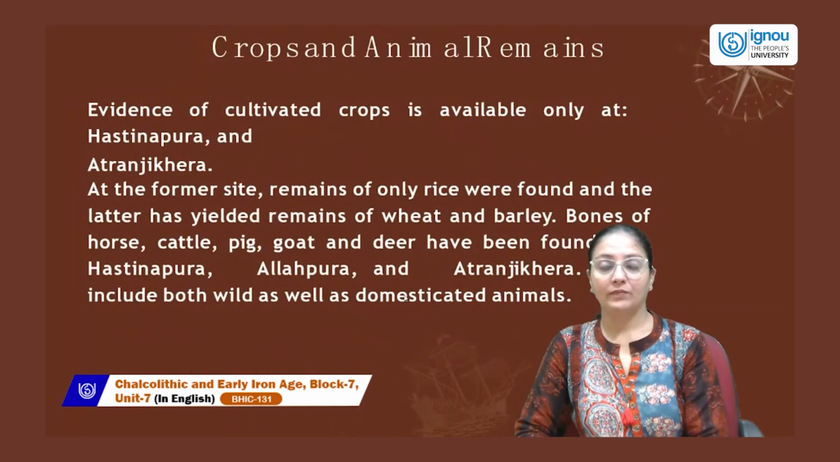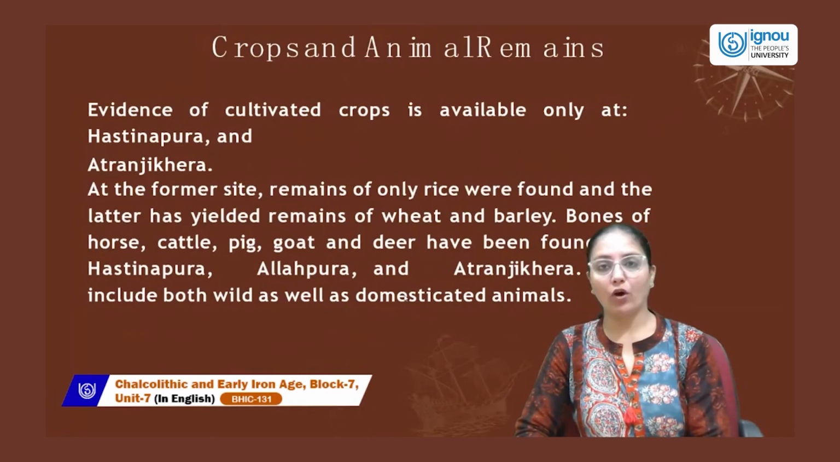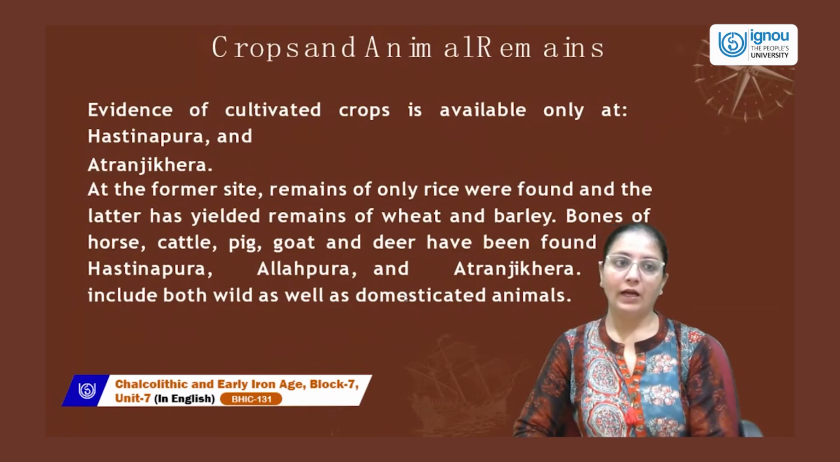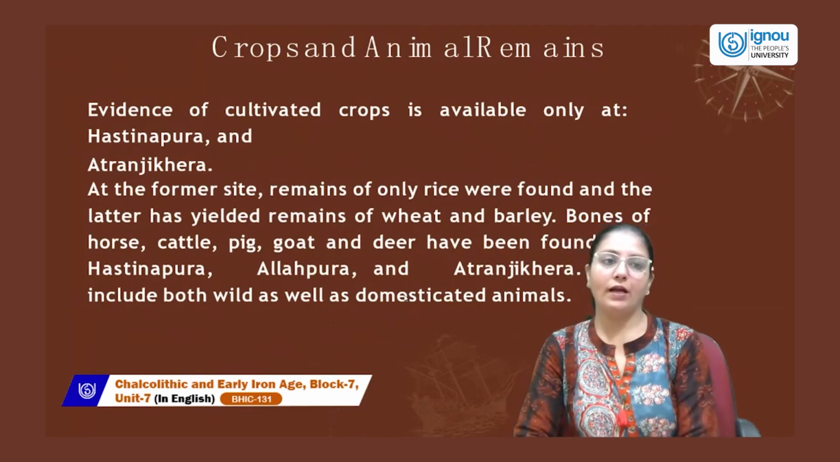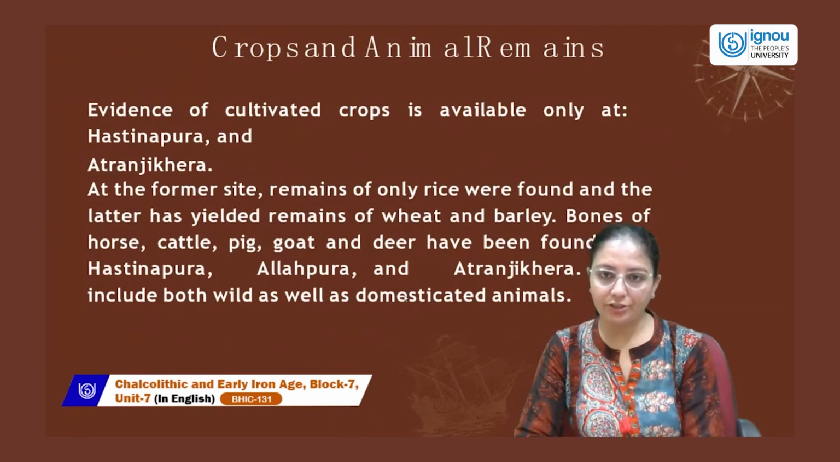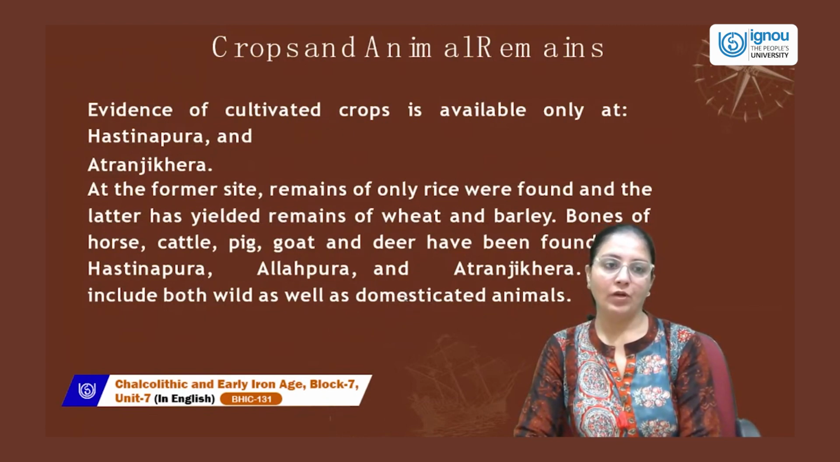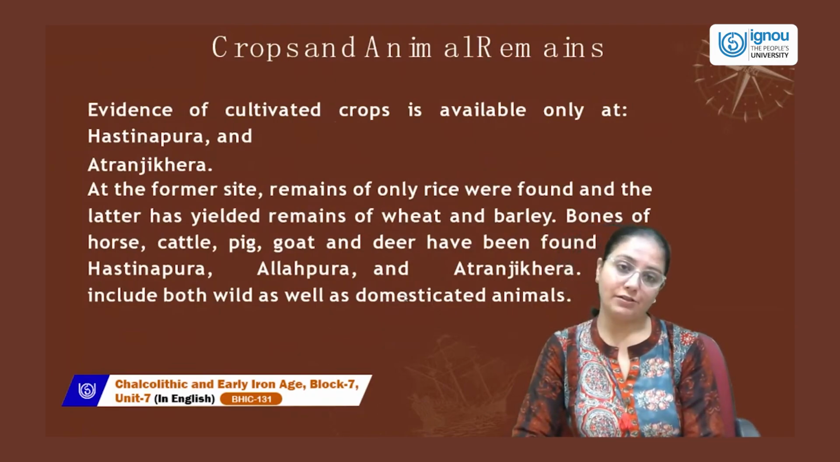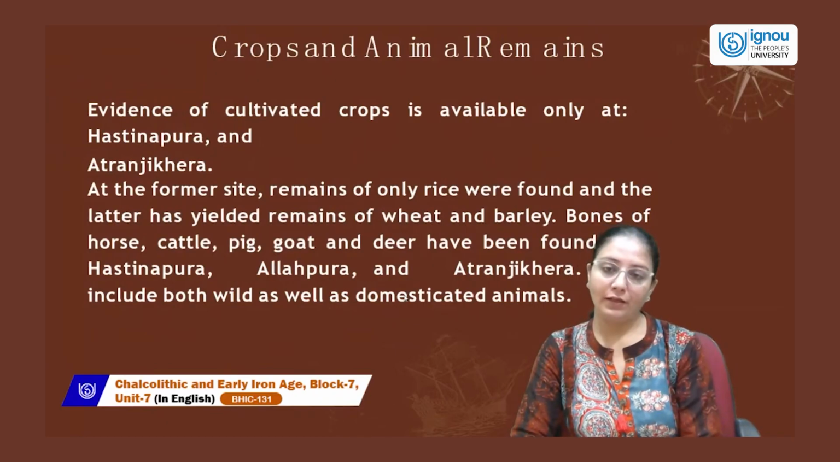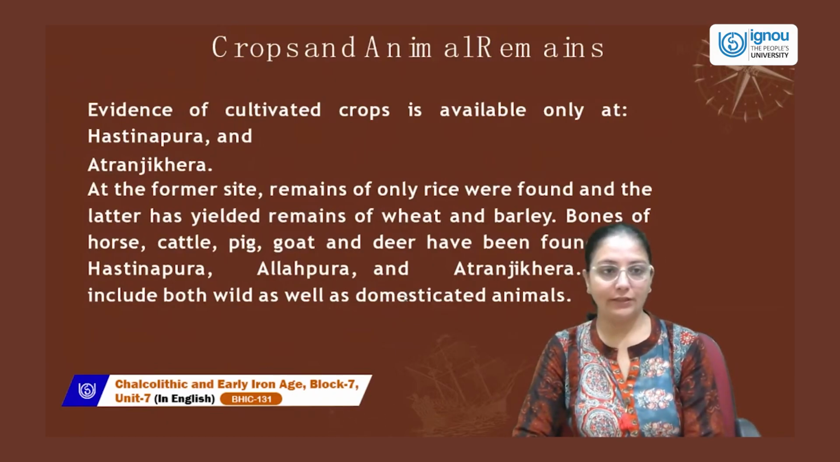Yes, crops, which were used in agriculture. Evidence of cultivated crops is available only at Hastinapur and Atranjikhera. At the former site, remains of only rice were found, and the latter has yielded remains of wheat and barley. Bones of horse, cattle, pig, goat and deer have been found at Hastinapur, Alamgirpur and Atranjikhera. These include both wild as well as domestic animals. Yes, they did agriculture, they did dairy farming, they did cattle rearing, all these things they have done.